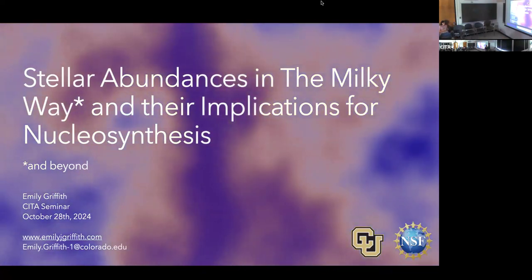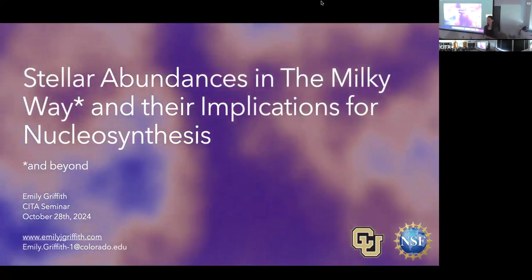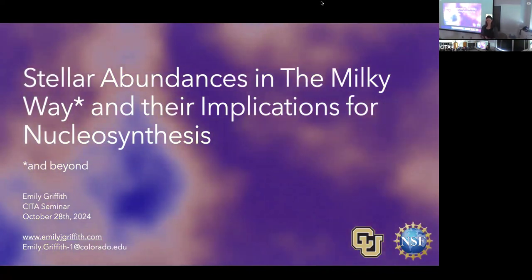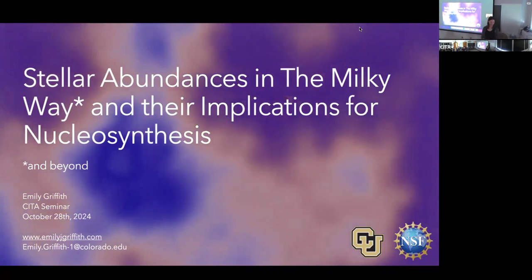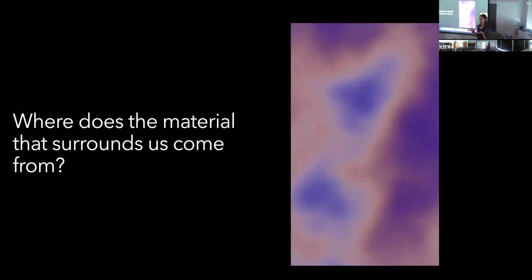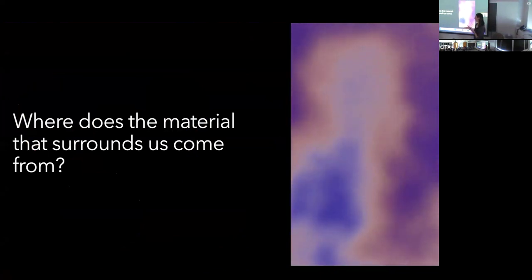So I'm going to talk about stellar abundances, mostly in the Milky Way, a little bit in our local group, and their implications for nucleosynthesis. The work that I'm going to talk about is work that I did in my PhD and during my postdoc. So I have a lot of wonderful collaborators, especially in Apogee, who have worked with me on this. So the big question that a lot of my work contributes to is, where does the material that surrounds us come from?